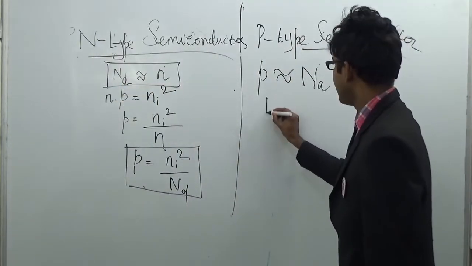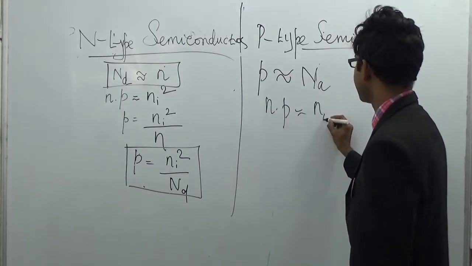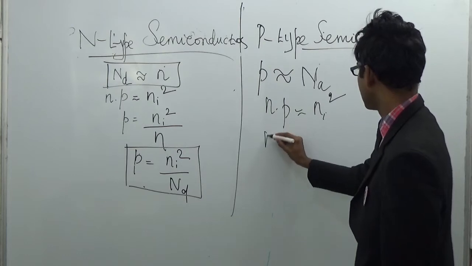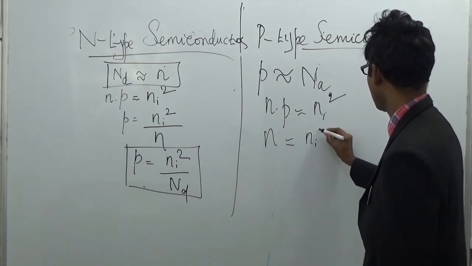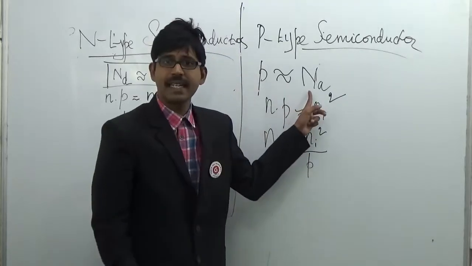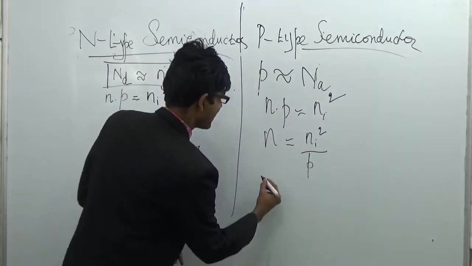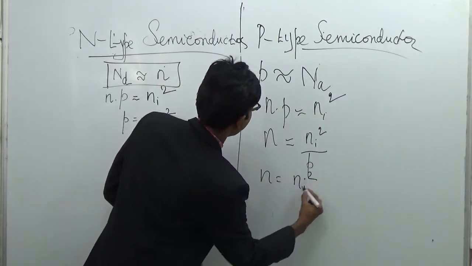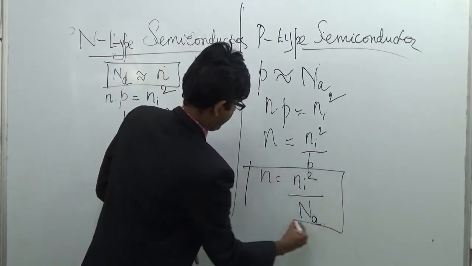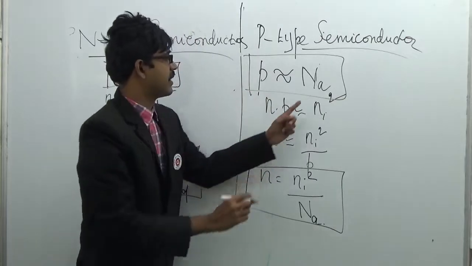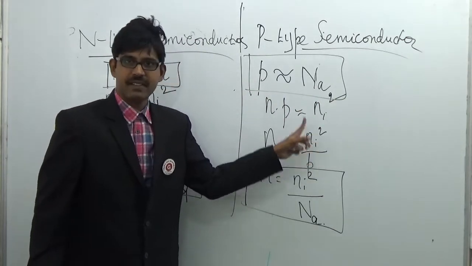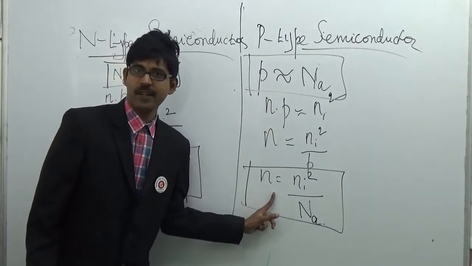Now, coming to the same old formula, N times P is equal to Ni square. Now, we are interested in finding N. So, N is equal to Ni square divided by P. Now, P is approximately equal to the acceptor concentration. So, N is equal to Ni square divided by Na. So, having given the Na and having given Ni, I can find out P and I can find out N.